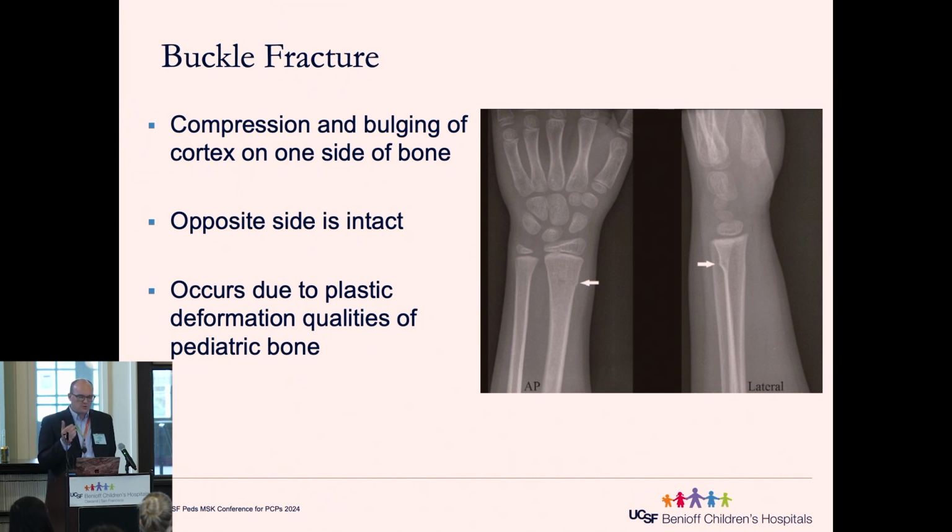So you get compression on one side, and the bone bends and kind of buckles on that side, but the opposite side is intact. So when you look at the arrows, you can see that this side is not a nice smooth straight line. This side, maybe there's a little bit of a wave, but there is not a fracture across. So this is a fracture of one side of the bone, and it is stable.